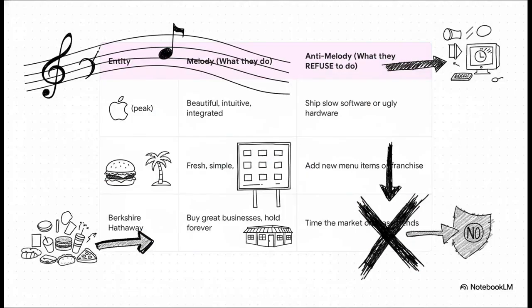And just look at these amazing examples. Think about Apple in its prime. Its melody was beautiful, intuitive design. Its anti-melody? They absolutely refused to ship slow software or ugly hardware, period.